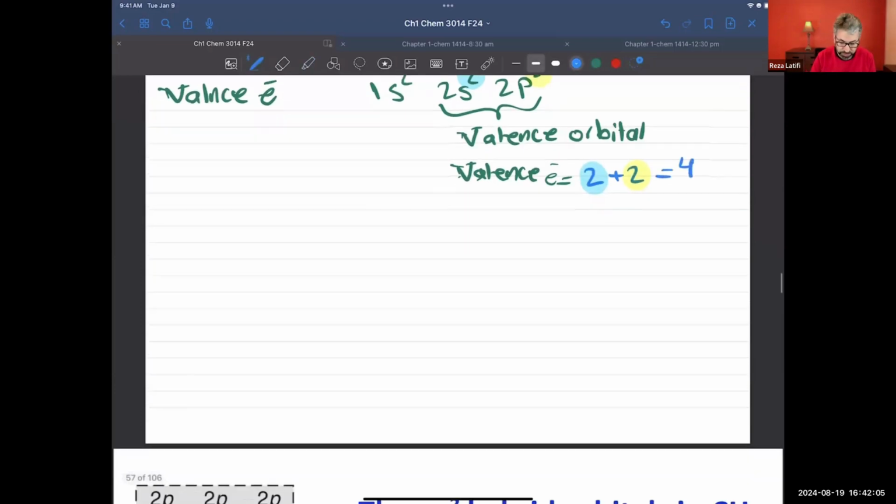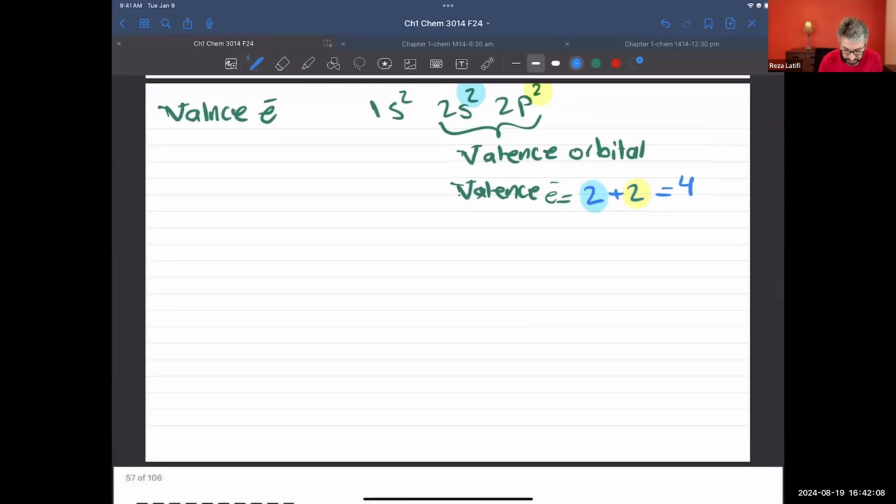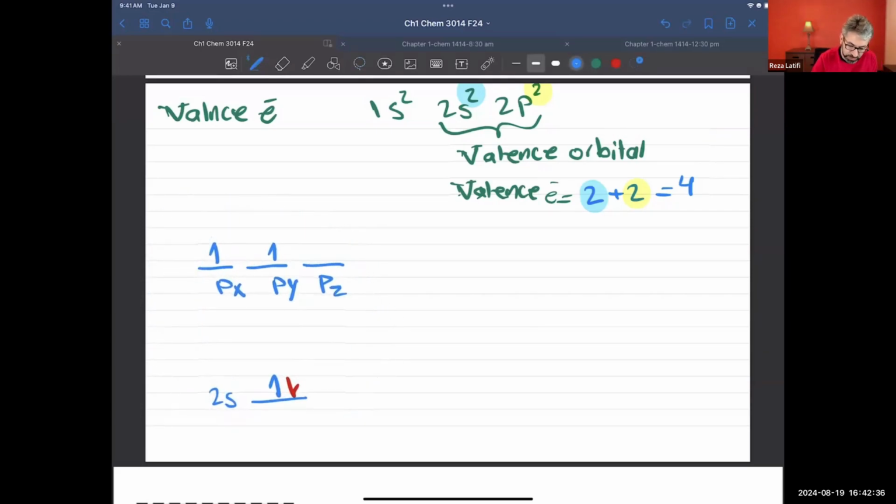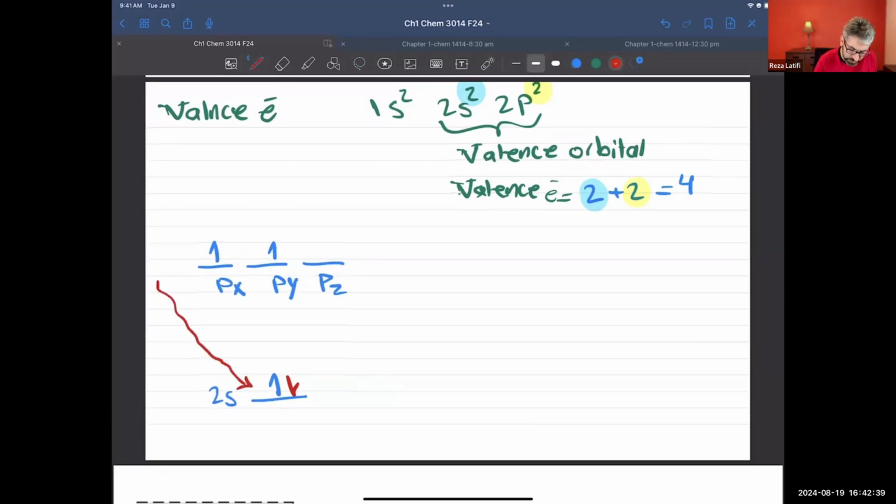So what I'm going to do with those: I have 2s with 1 electron pointing up, and the second one pointing down. How about the p orbital? The p orbital has 3 orbitals, px, py, and pz. Inside the p orbitals, we have 2 electrons, and both are pointing up. Now we're going to give this system energy. So let's supply some energy, energy equal to h nu.